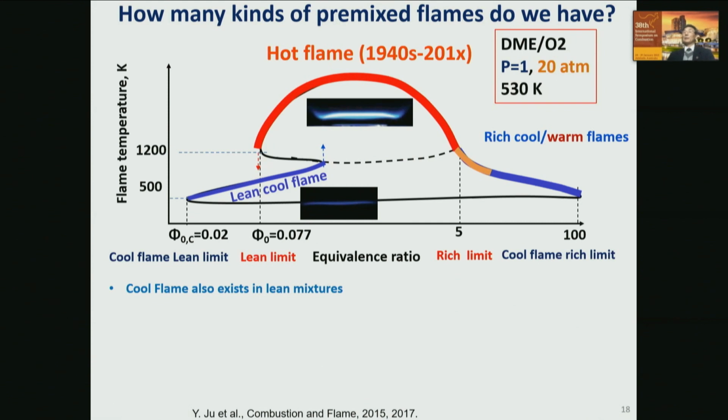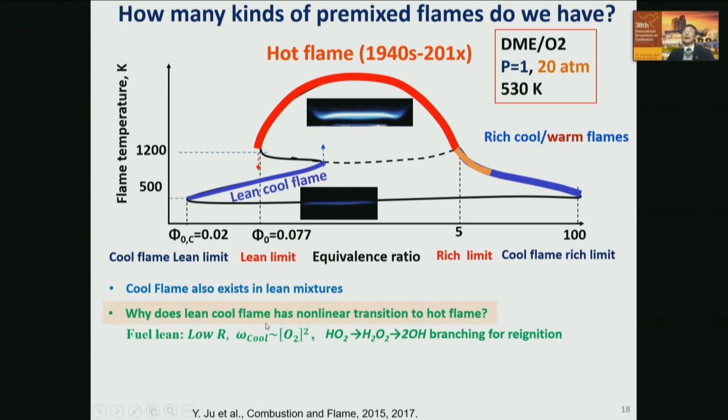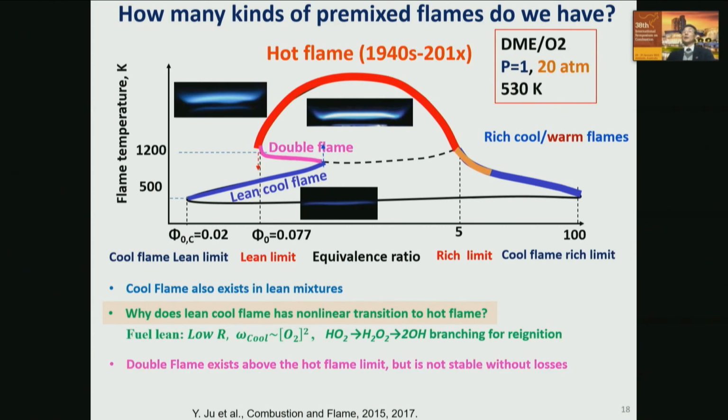The reason comes from the chemistry. At the lean cool flames, you have very high oxygen concentration, and the reaction rate is proportional to the square of the oxygen concentration. That generates a lot of HO2 radicals and heat release. The HO2 radical branching and the heat release trigger autoignition of the cool flame directly to hot flame. That's why it is monotonic. And between the cool flames and hot flame, you see a double flame forming. This flame is not stable if you don't have heat loss or radical losses.